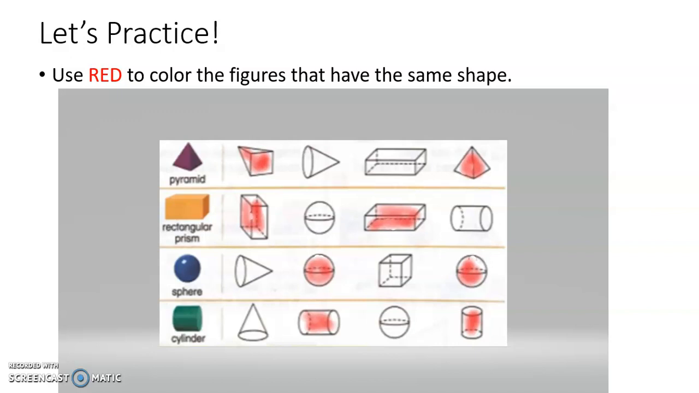The second figure is a rectangular prism. The first and the third pictures are rectangular prisms. Again, just because it's laying on its side does not mean that it changes its shape. It's still a rectangular prism. Number 3 is a sphere. The second and fourth figures are spheres. Spheres are very unique in that they do roll. They have no faces. And the cylinder: the second and the fourth picture are cylinders. And again, just because the cylinder is on its side does not change the shape. It's still a cylinder.